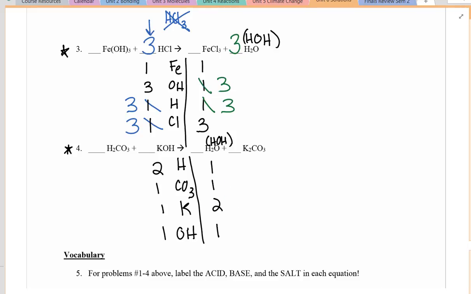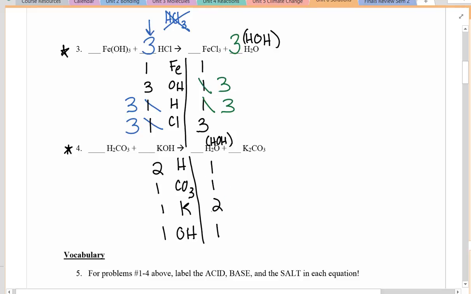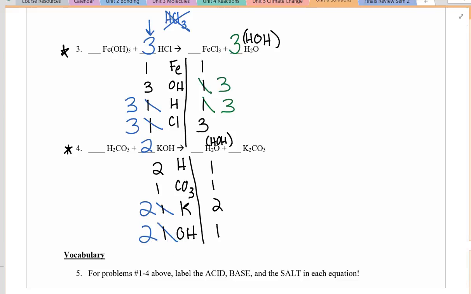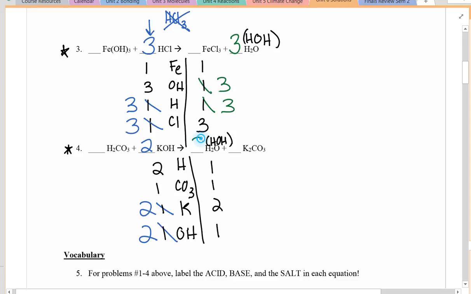Okay, let's balance. Let's start with the potassiums. Let's do that first. So I'm going to put a 2 here. That will give me 2 Ks on the left. It will also give me 2 OHs. So now let's balance out our OHs. If I put a 2 over here in front of our HOH, that gives me 2 OHs. It also gives me 2 H's, and now I am balanced.